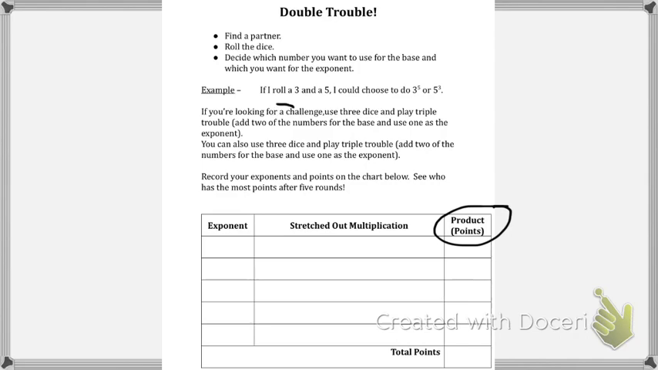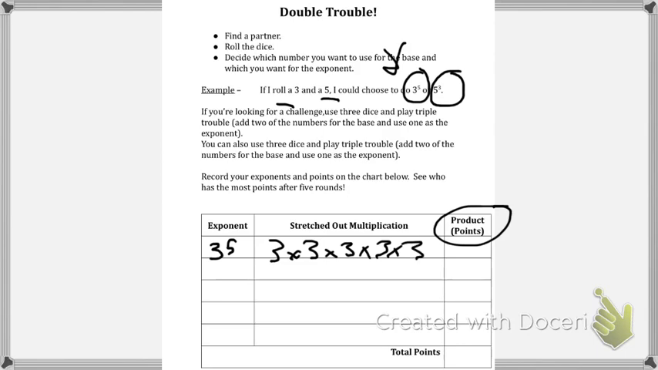So if a student rolls a 3 and a 5, they might think, which number is going to be bigger? 3 to the 5th or 5 to the 3rd? So maybe the student chooses 3 to the 5th as what they think will be the bigger number. So here they would write 3 to the 5th. And then where it says stretched out multiplication, they would write the equation. So it would be 3 times 3 times 3 times 3 times 3. So that's 3, 5 times.